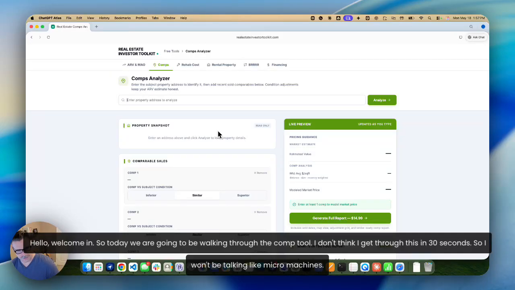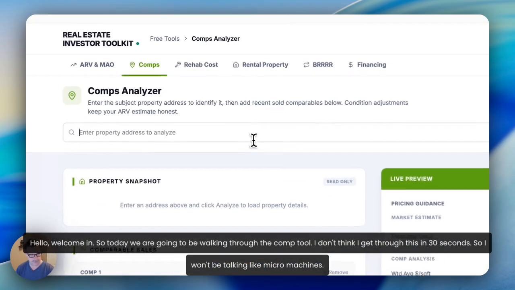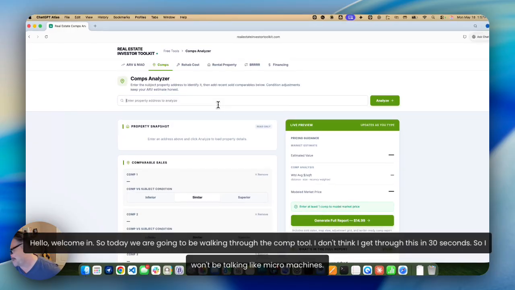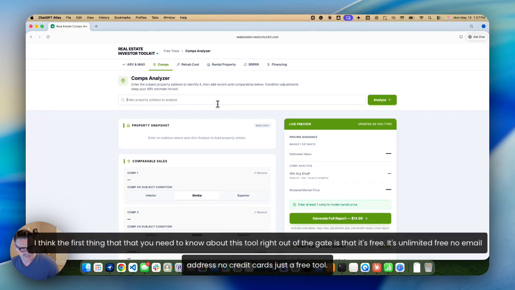Hello, welcome in. So today we are going to be walking through the comps tool. I don't think I get through this in 30 seconds, so I'll be talking like Micro Machines.